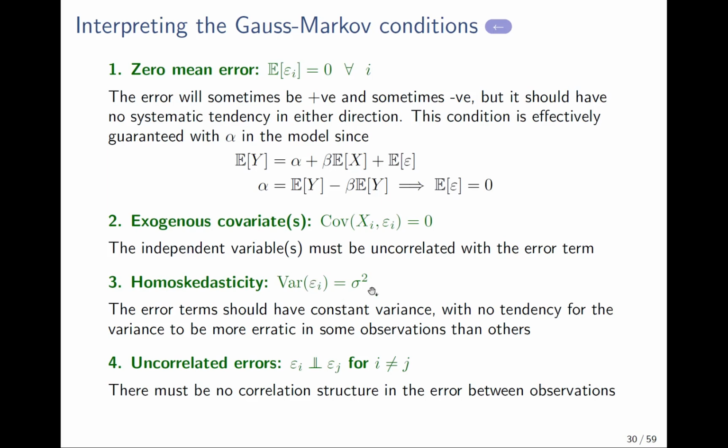Thirdly, the error term should have constant variance. No tendency for the variance to be more erratic in some observations than in others. Again, the idea here is that there shouldn't be something systematic that's causing the variance to be more erratic in some observations than others, because we want the error term to be random noise. And finally, there should be no correlation structure in the error between observations. So the error term for observation i is independent of that for j. And towards the end of this part of the lecture, I'll explain some particular conditions under which these last three assumptions can be violated.